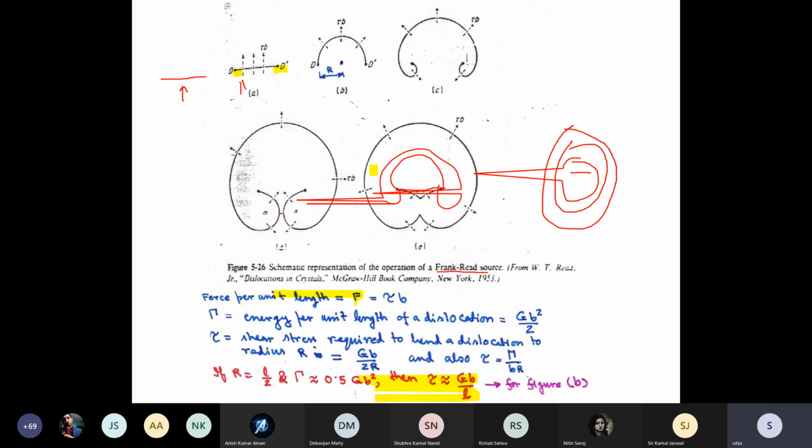This is how you strengthen, called precipitation hardening. Towards the end of the semester, the process and the physics will be taught in detail. You create fine precipitates.